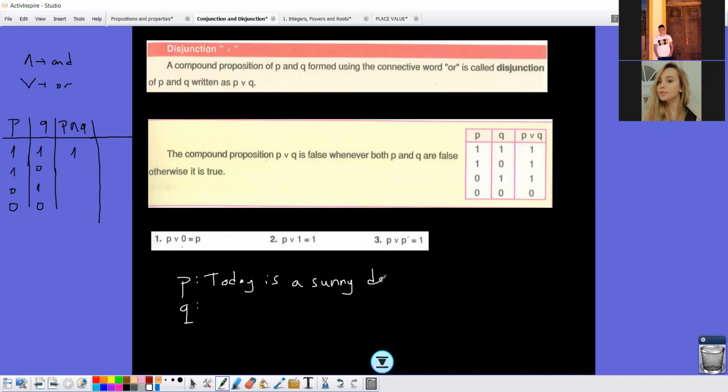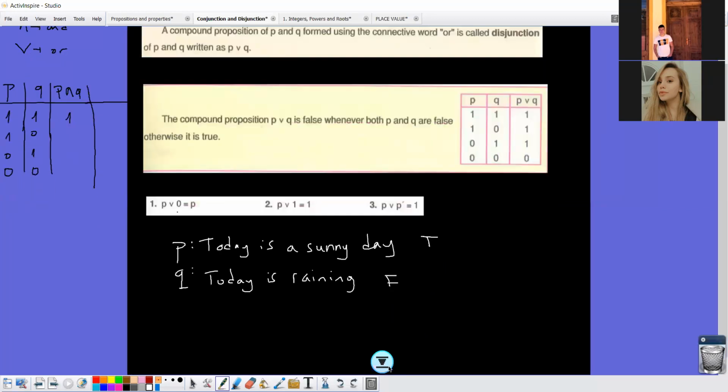Yes. And Q, let's say, today is raining. Both of them are propositions, yes? So I will check the weather. Today is a sunny day is true. But today is raining is false. Okay? So can we say as a compound proposition P and Q, today is a sunny day and raining? There is no logic. Will it be true?